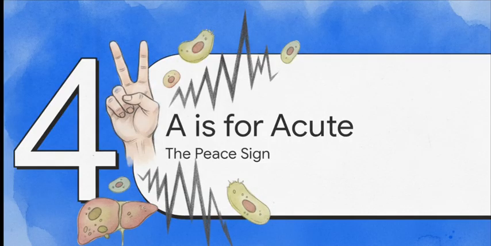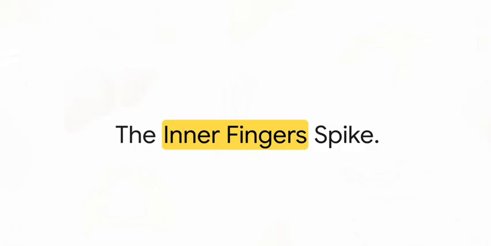Section 4. A is for acute, the peace sign. Now we're shifting our focus away from those slight uniform elevations to dramatic enzyme spikes. When a condition is acute, it is sudden and it's severe. The rule here is super simple. The inner fingers spike. We're looking for a marked increase, but only in specific enzymes. And for acute hepatitis, it's those 2 middle inner enzymes in our lineup.